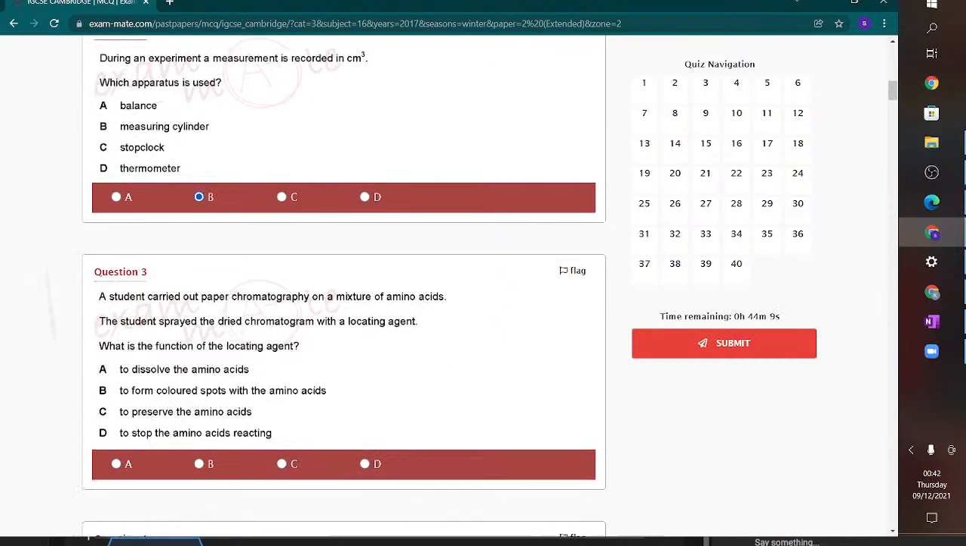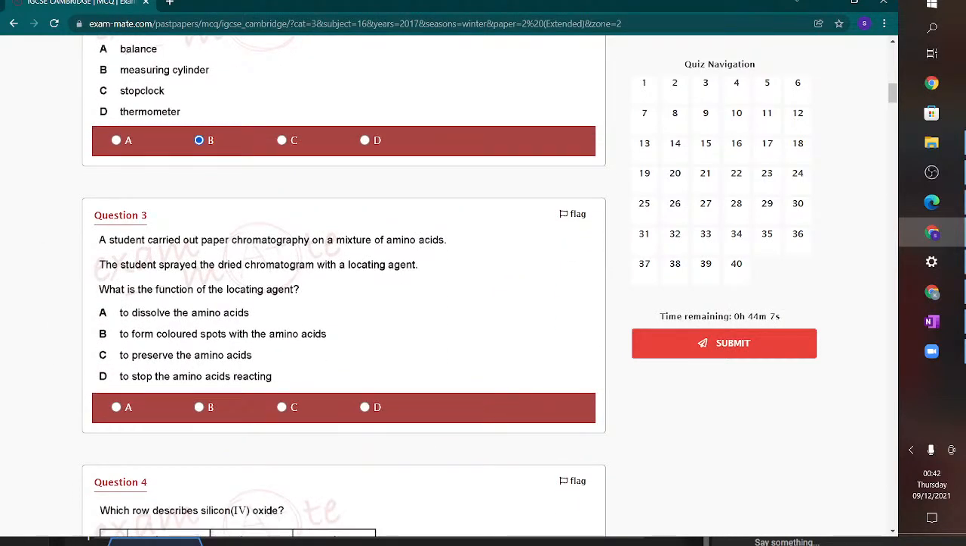A student carried out paper chromatography on a mixture of amino acids. The student sprayed the dried chromatogram with locating agent. What is the function of the locating agent? Sometimes some amino acids or some substances are not visible, they are colorless in nature, so we need to see them, and that's why a locating reagent or locating agent such as ninhydrin is applied. To stop the amino acids reacting, no. To preserve the amino acids, no. To dissolve, no. To form colored spots with the amino acids, that's correct.